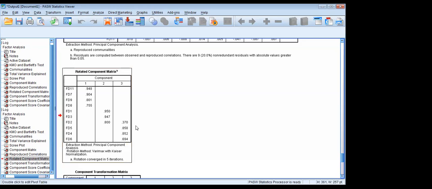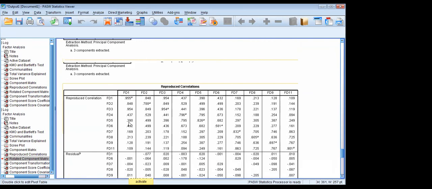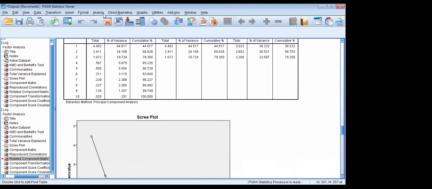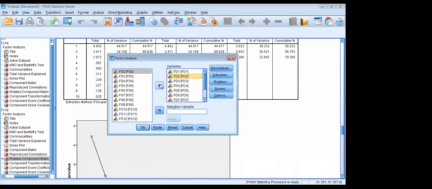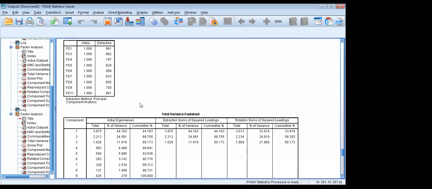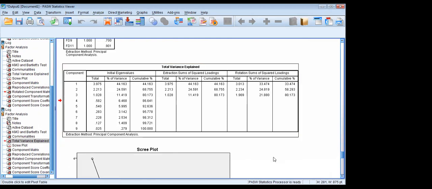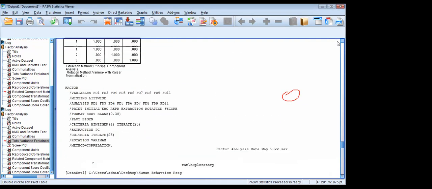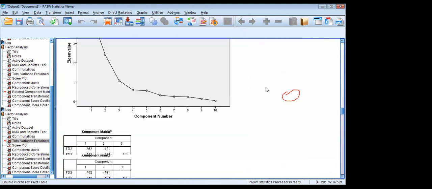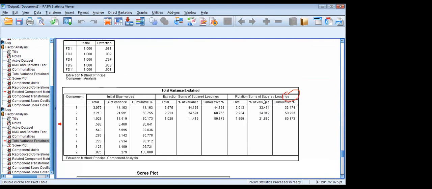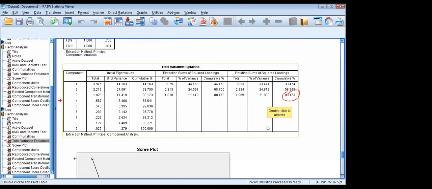FD2. Remember, FD2, let us remove and check whether we are getting an improved result. Analyze, dimension reduction, factor. You remove FD2. Now, let us see. 0.733, okay. 80%. You are getting more variation. Earlier, what is the variance? Earlier 79.3, now it is 80.17. Not much different, but still better, improved.